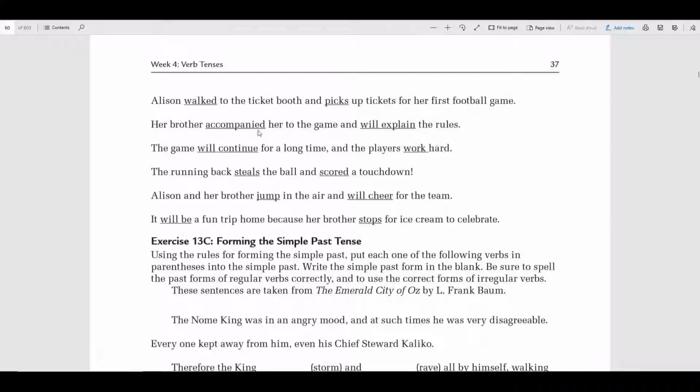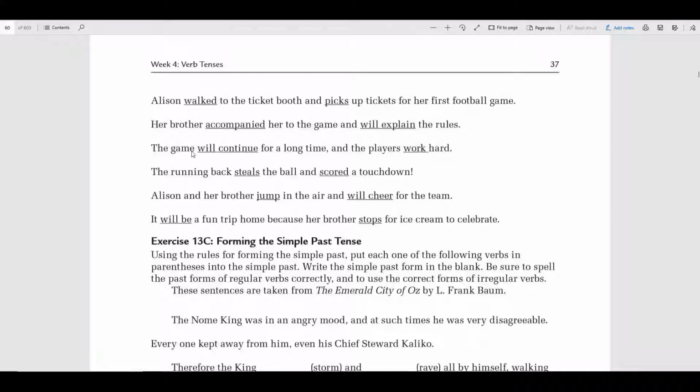Her brother accompanied her to the game and will explain the rules. See, this is two tenses. You can't have two different tenses. This shows that he did it, and then this is in the future, he'll do it. So it has to be the same. They want the second verb to be the same as this, so we're going to have to change this to past. Her brother accompanied her to the game and explained the rules. So mark that out and write explained. Now this one you'll just use this word and put ed on it.